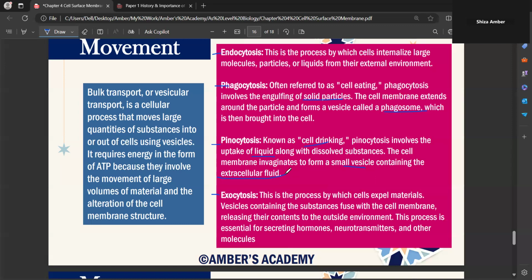So you need to remember that in bulk transport, vesicles are moved inside the cell or outside the cell. Now moving towards exocytosis, which is the other type of bulk transport. Exo means outside. This is the process by which cells expel materials in the form of vesicles, because bulk transport will always involve vesicles. Those vesicles may contain substances, and they fuse with the cell membrane.